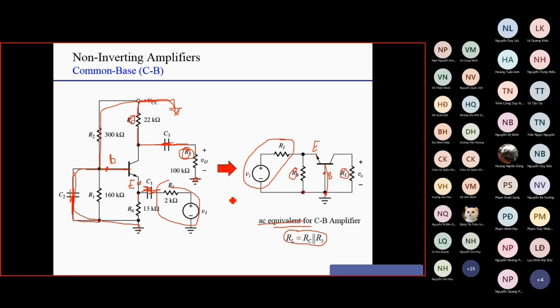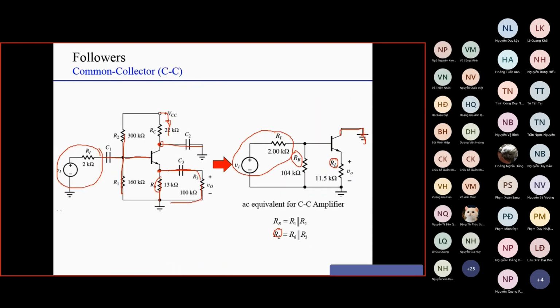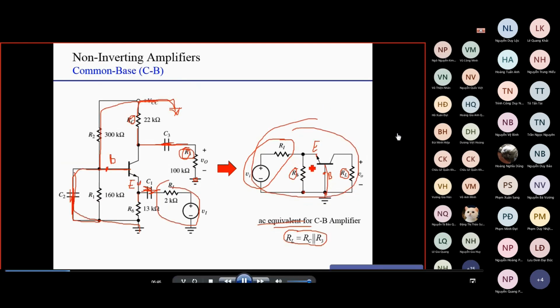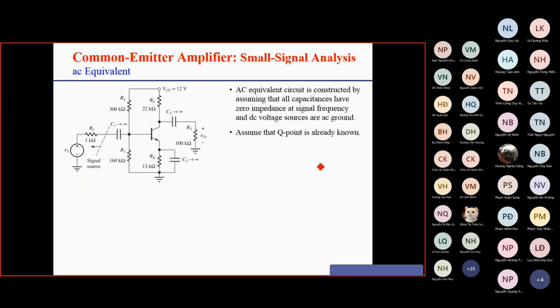Now we combine this AC equivalent circuit for common emitter, the AC equivalent circuit for common collector, and the AC equivalent circuit for common base. We just replace the transistor by a small signal model, and we have the completed AC equivalent circuit. And we can calculate all parameters of the transistor.